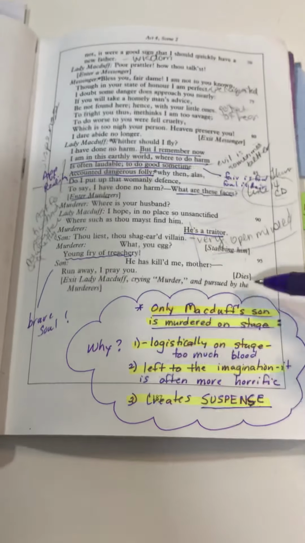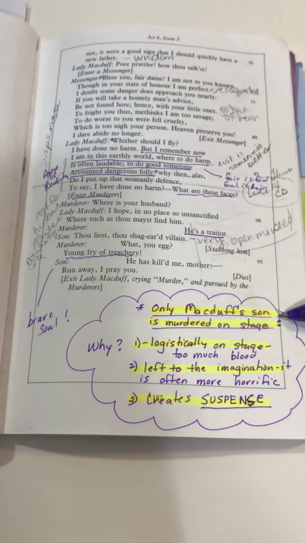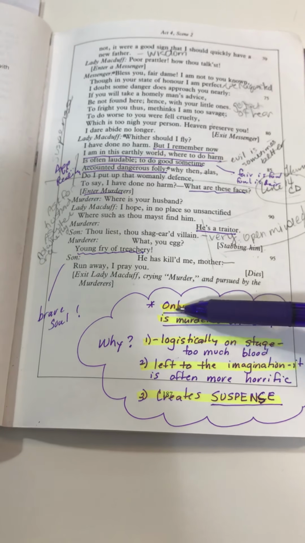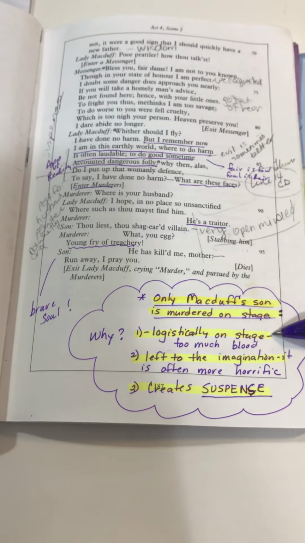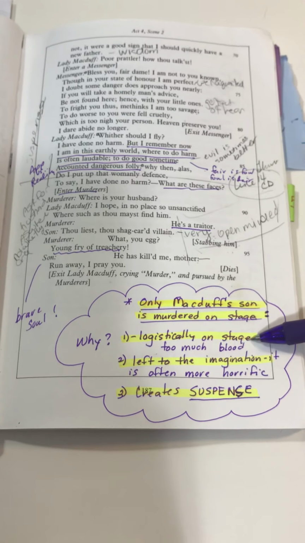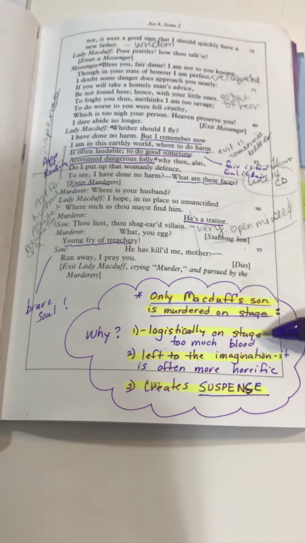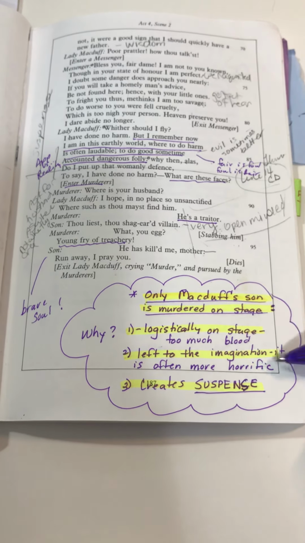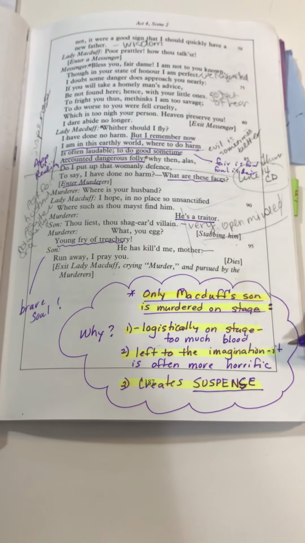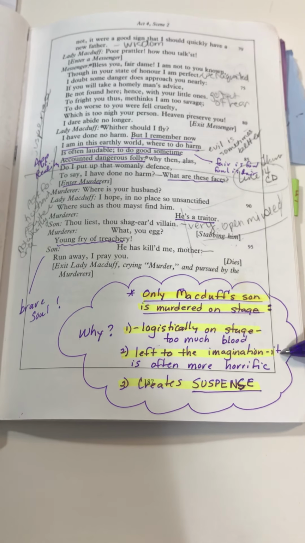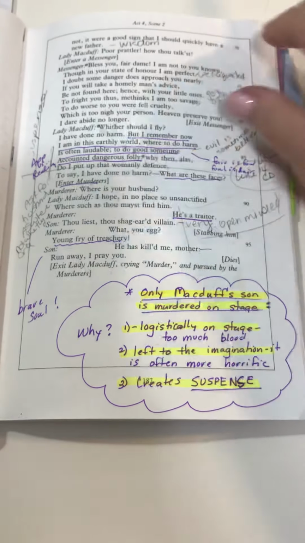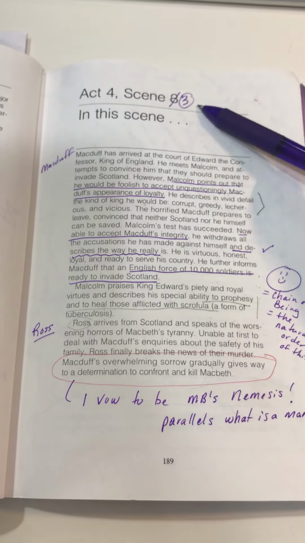All right. So in this case, we see that only Macduff's son is murdered on stage. And again, this is one of the questions in your study package. Why? Well, number one, logistically it might be hard to enact all the blood on stage. Number two, left to the imagination, it is often more horrific. And then number three, it creates huge suspense. All right. Let's take a look here at Act 4, Scene 3.